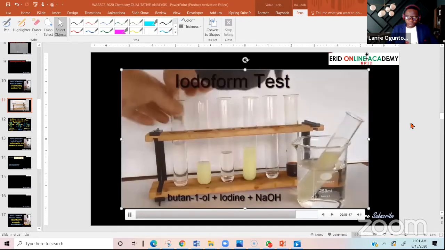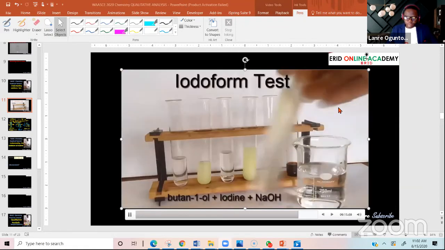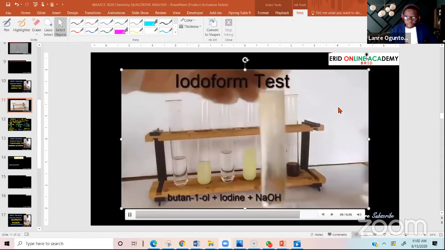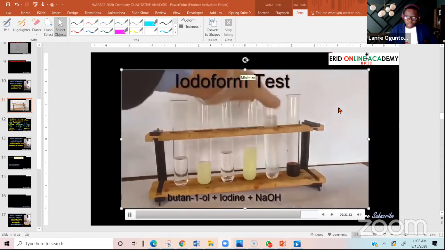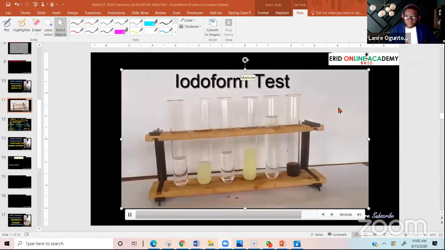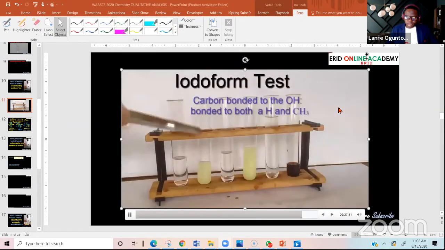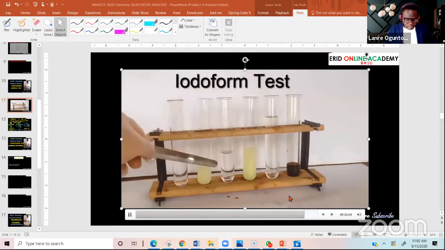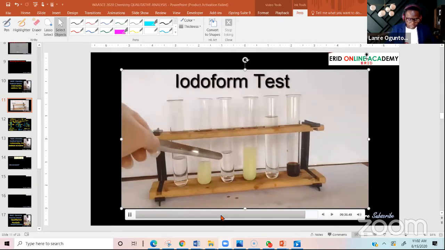Okay, wow, this is going to form colorless. So let me add more sodium hydroxide. Okay, wow, so that's colorless. I mean, this is brilliant. Okay, that's colorless. Okay, good. So you can see now I have my ethanol forming a positive test and propan-2-ol forming a positive test, while my propan-1-ol and butan-1-ol form the negative test.